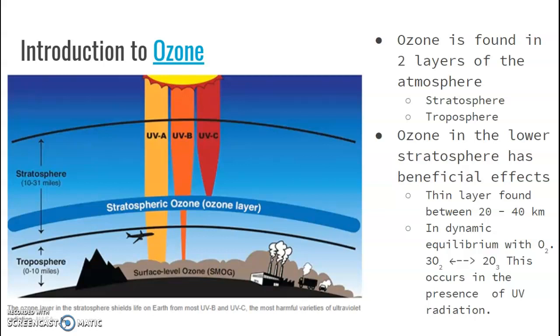And the ozone and the oxygen in this layer are in what's called a dynamic equilibrium. I've put down the chemical equation. 3O2 is in equilibrium with 2O3. O2 is oxygen, what we breathe in the atmosphere, and O3 is ozone. Now, this all occurs in the presence of UV radiation.